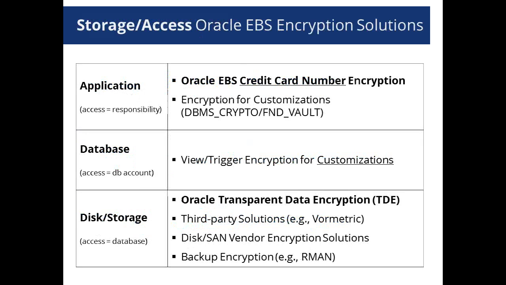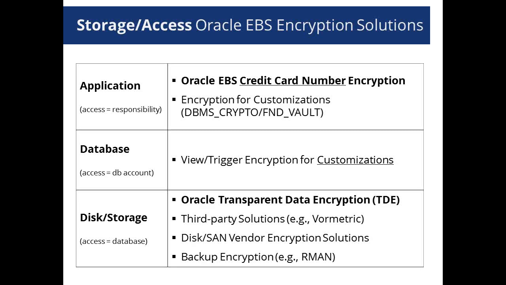So at a high level, there are a couple of different possibilities for encrypting data when we're talking about storage and access encryption. You can break it down into three different categories: application, database, and disk and storage. When we talk about encryption, application encryption is the best. This means the application is actually responsible for encrypting the data, and then I can have very strict access controls down to the individual application user or even responsibility. And mostly in Oracle E-Business Suite, it'll be at the responsibility level. Oracle E-Business Suite has native application encryption for a limited set of columns.